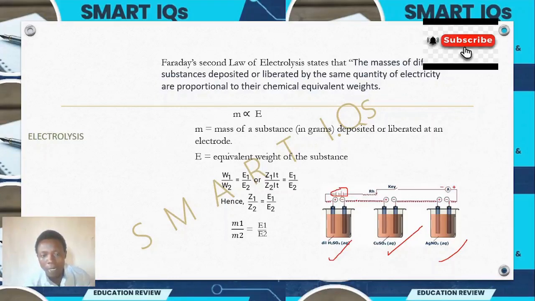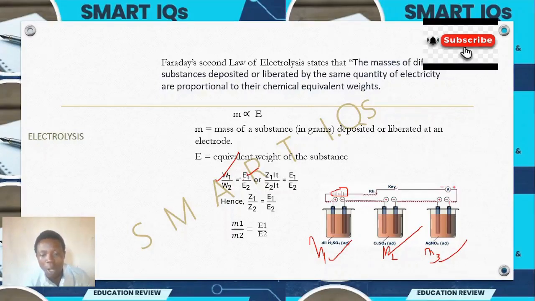So what Michael Faraday is saying is that the masses, mass 1, mass 2, mass 3, that is their mass, will be proportional to their chemical equivalent. That is why you can see W, which represents our weight or mass, and E, which represents our chemical equivalent weight.